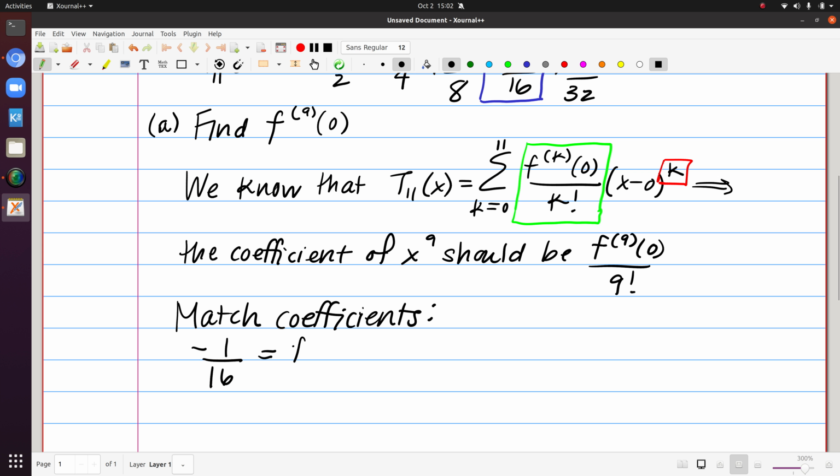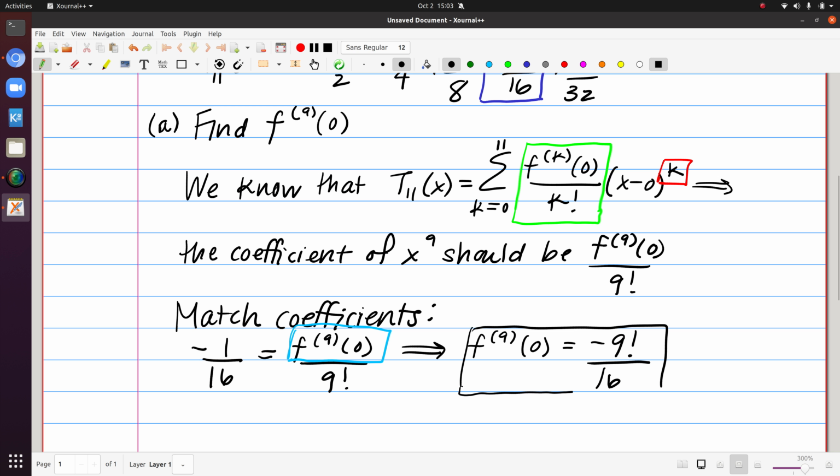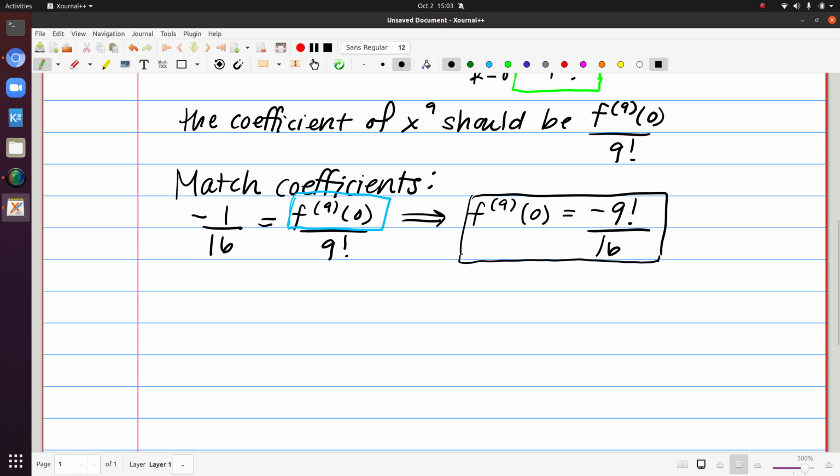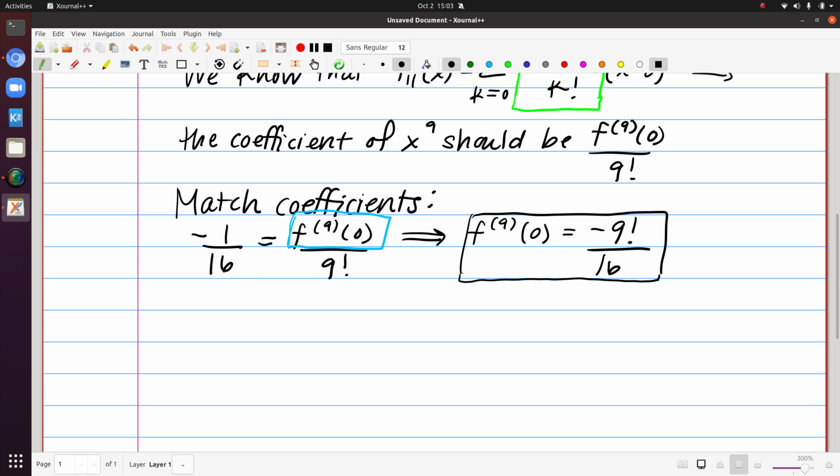It should be the 9th derivative evaluated at 0 divided by 9 factorial. And what I want to isolate here is what sits up on this part here. So to isolate that, I'm going to multiply both sides by 9 factorial. And now I know that it must have been the case that the 9th derivative evaluated at 0 was negative 9 factorial divided by 16. So notice that we can't use the polynomial to tell us what the 9th derivative as a function of x is, but I can find it specifically at the center 0. And by the same token, that was part A, same problem.